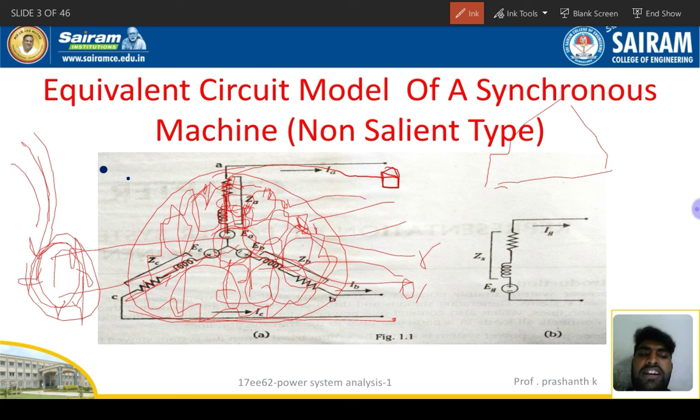Because we are getting three phase voltage, that's why we are getting 11 kilovolts in the power plants. Keep it in your mind. So there we are using particularly the synchronous generator.